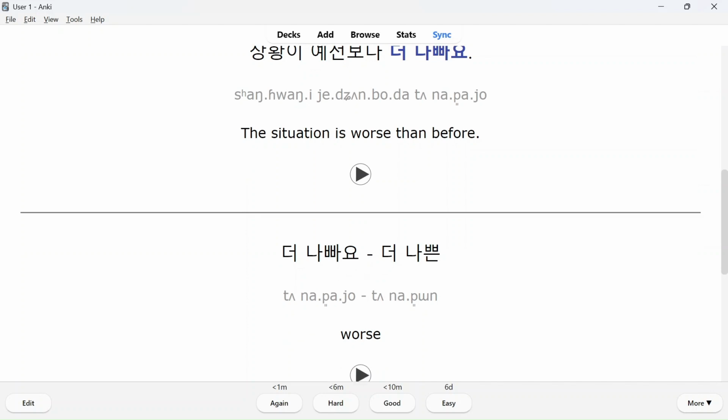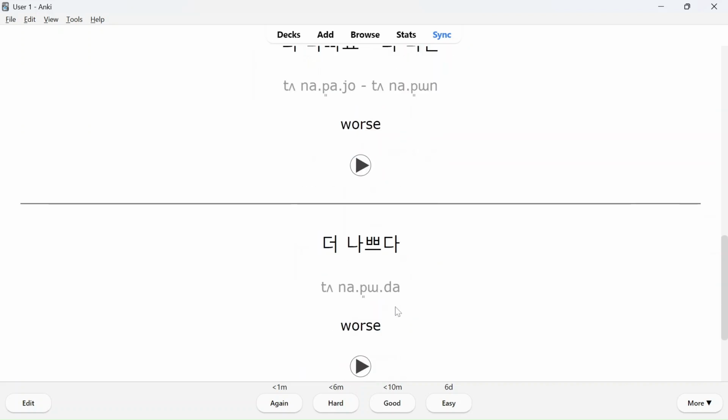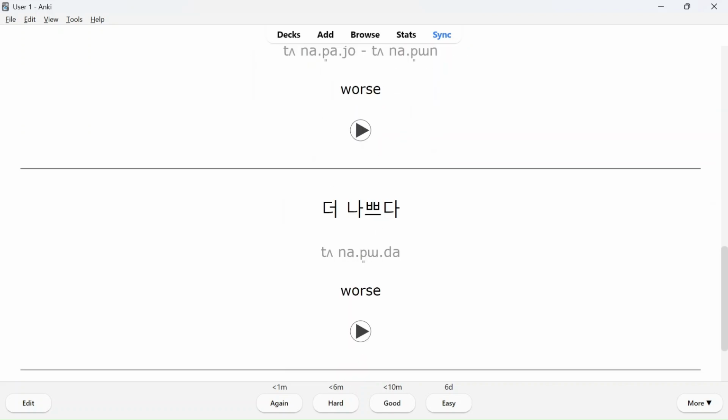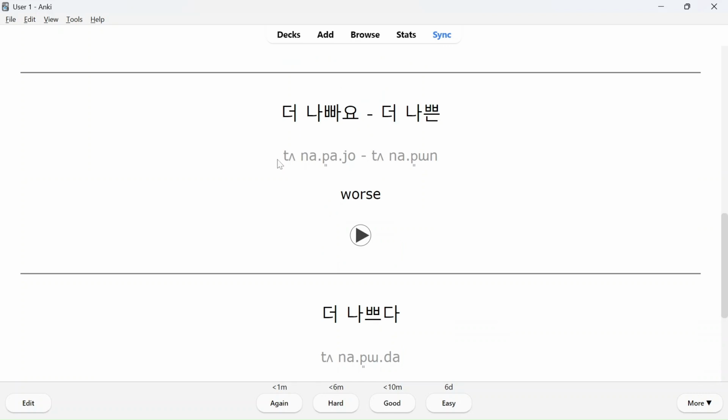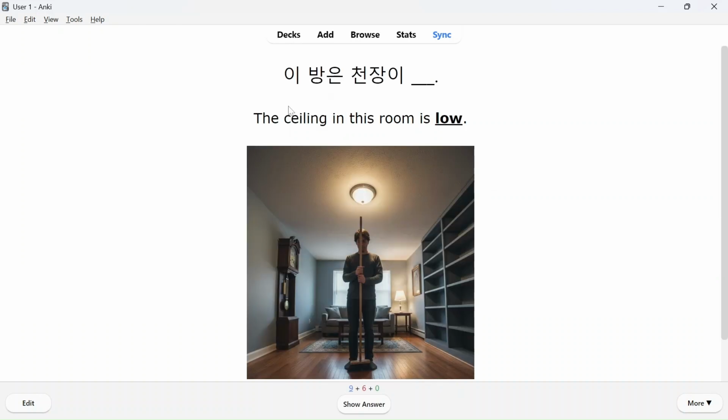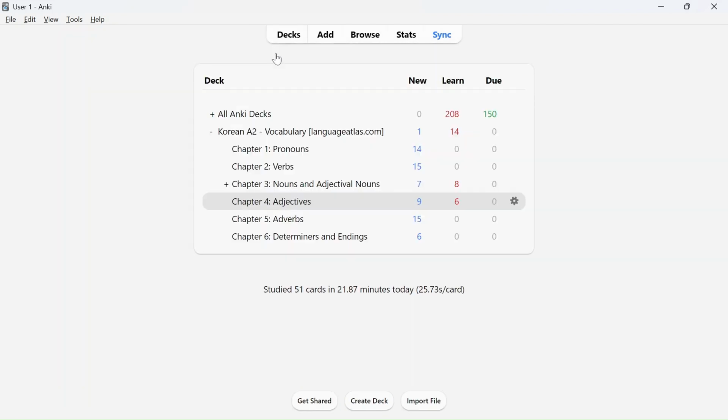We have the word, so in this case the adjective, the form of the adjective that will be used if the adjective is right in front of the noun. And over here we have the dictionary form, and you use the dictionary form to look up the word in the dictionary. So dictionary form, IPA notation, English translation, and audio. 더 나쁘다. Great, and of course the same system as well. We have the IPA, English and audio. 더 나빠요. 더 나쁜. So I could continue, but I think you get the picture. So that was what I wanted to show you for chapter 4 adjectives.